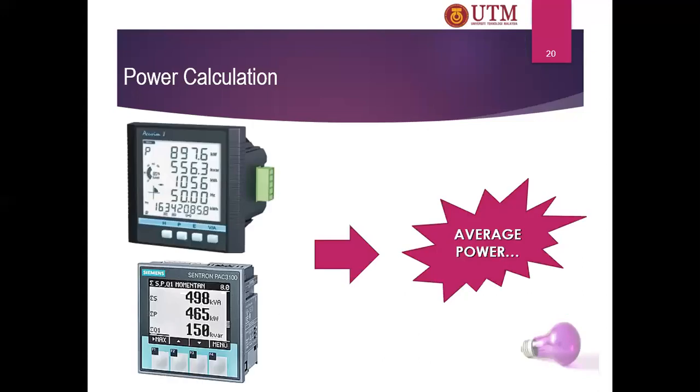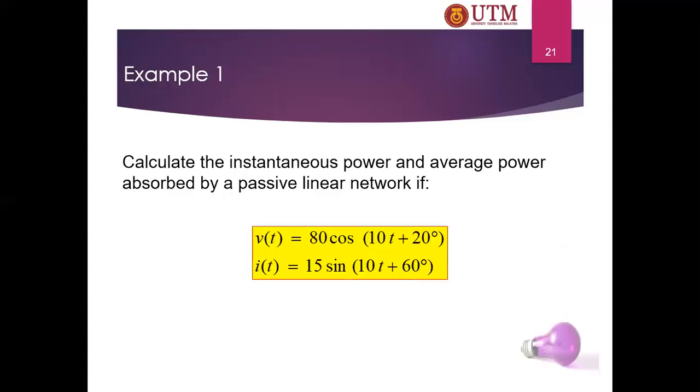Next, we go to the power calculations. So for example, here, calculate the instantaneous power and average power absorbed by a passive linear network, if v(t) is given as 80 cos 10t plus 20, and the current is 15 sine 10t plus 60 degrees.